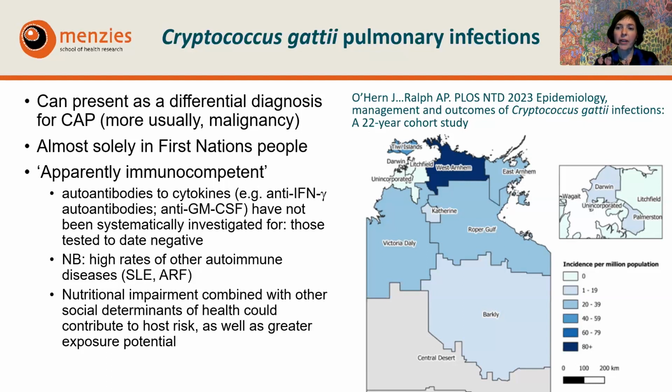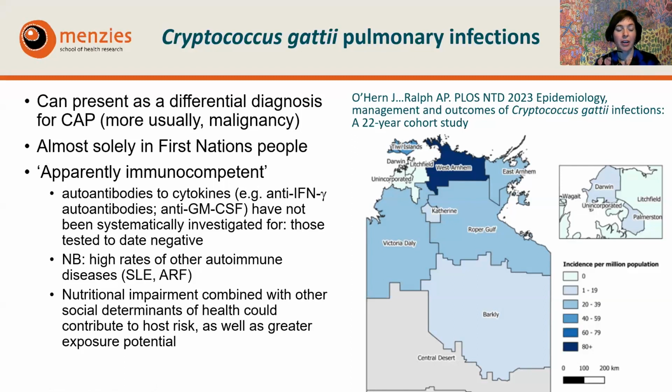This was a 22-year cohort study that Dr. Jen O'Hearn put together when she was a registrar with us in the Northern Territory. She's now an ID physician in Tasmania. This was a really comprehensive look at what's happened over time, reporting on the epidemiology and the clinical features. Interestingly, it's almost solely in First Nations populations. There's probably an element of likelihood of exposure to the organism, but there are probably also things we don't understand about the immunology as to why people are at risk.